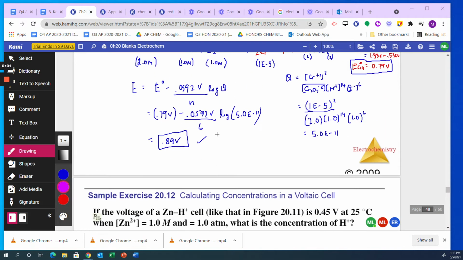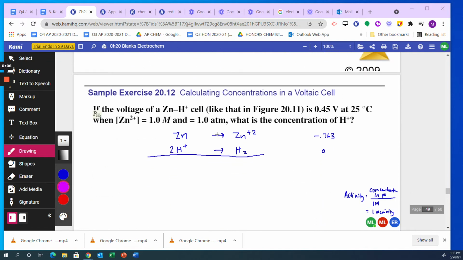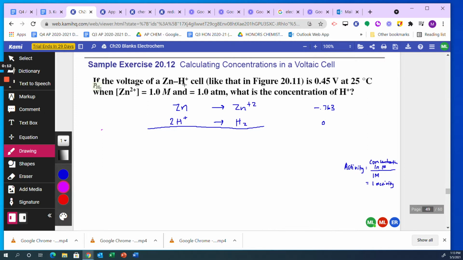Continuing on and calculating the standard cell potential or the non-standard cell potential, let's do sample exercise 20.12. So you have a zinc and H plus cell. I wrote the equation. Zinc is turning to zinc plus 2, which means it's giving away 2 electrons. And zinc is being, what do you think, oxidized or reduced? You're right, it's being oxidized because the electrons are being removed from it.